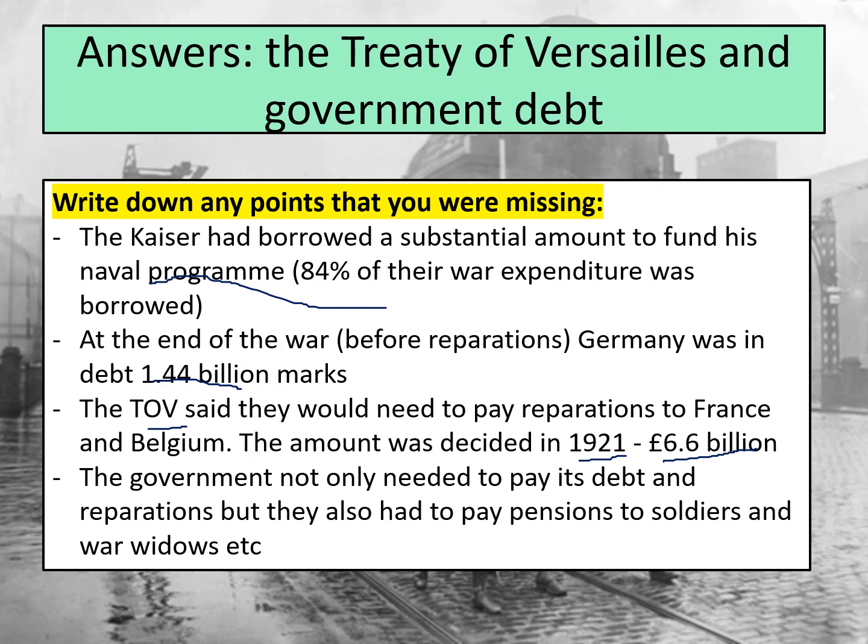The government not only needed to pay its debt and the reparations, but don't forget that they also promised to pay people like the soldiers for their efforts in the First World War. They had to pay pensions to them, and they also had to pay pensions to the war widows, of which there were hundreds of thousands of them. So the German government, before we even look at the problem of reparations, was in quite a difficult position already. Okay, so you can just pause here if you need to add anything else in.